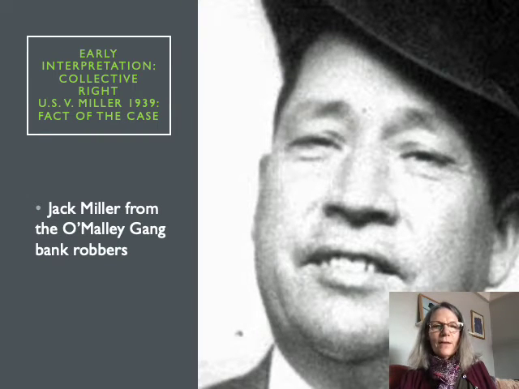Okay, so let's talk about the facts of the first case the Supreme Court hears on the Second Amendment. That case is U.S. v. Miller in 1939. This case is about some bank robbers. One of them is Jack Miller, who's pictured just above me there, and his friend Frank Layton. Jack Miller was a longtime bank robber from Oklahoma. He had a really flamboyant personality.